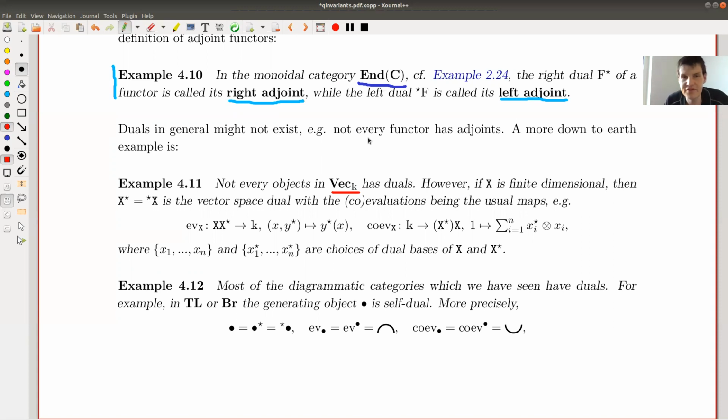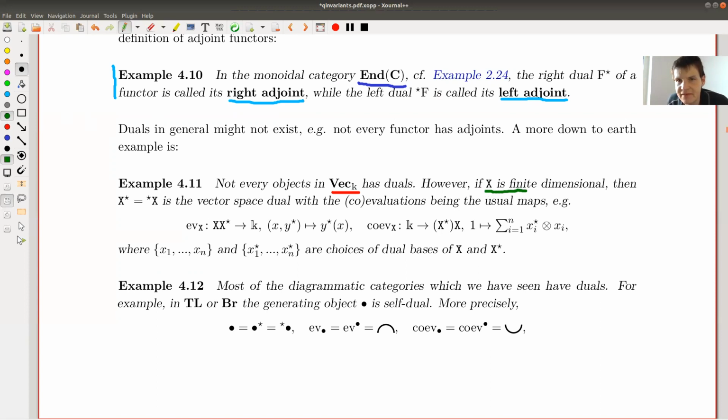in this case, you could show that an object in vector K has duals. So left and right dual will be the same here anyway. So it has duals if and only if it's finite dimensional. And I'm not stating that proof. It's a little bit painful, but it's not hard, just painful.